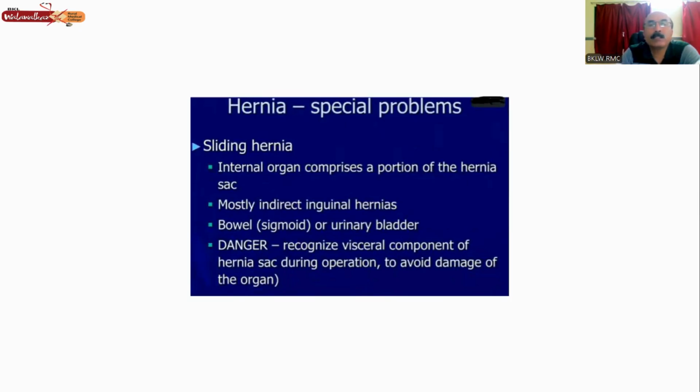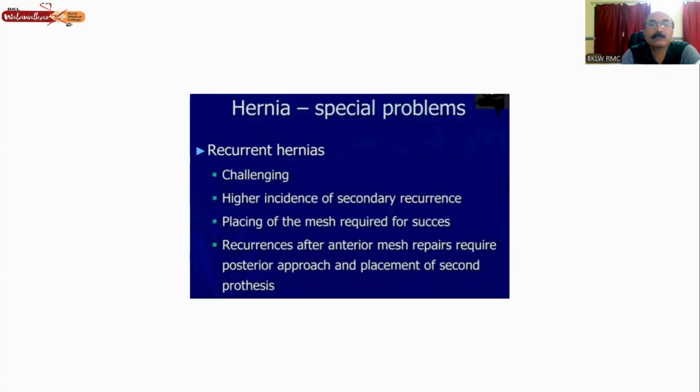Now, there are some special hernias. A small consideration is given in this lecture. One is sliding hernia. An internal organ comprises a portion of the hernial sac. Mostly, they are indirect inguinal hernias. The content of the hernial sac could be bowel or urinary bladder. The danger is, you have to remember that there is a visceral component of the hernial sac during operation to avoid damaging these structures.